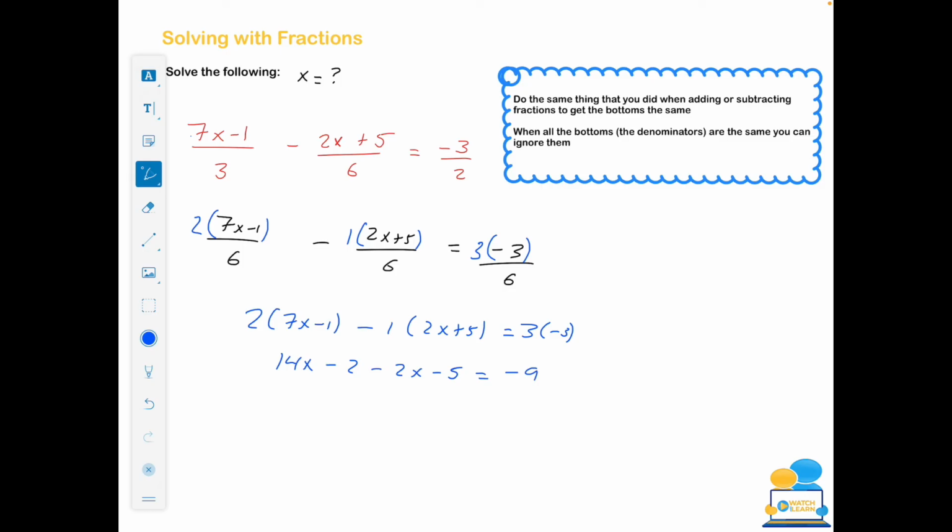Okay, we're going to tidy up the left-hand side, the 14x and the 2x. 14x minus 2x will be 12x. And then minus 2 minus 5, I definitely did that in my calculator, that would be minus 7, is equal to minus 9.